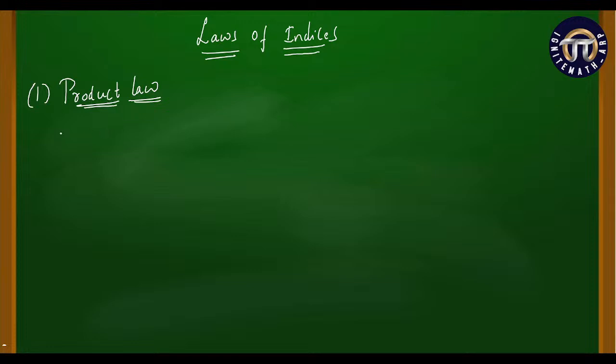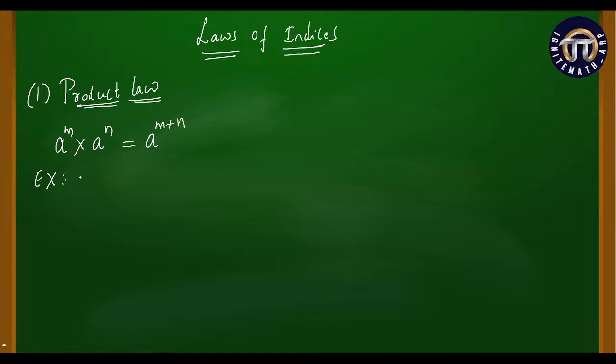Clear, children? So the product law says that a to the power of m into a to the power of n, I can write as a to the power of m plus n. Right? So if the bases are equal, then their powers are to be added. I'll give an example over here.